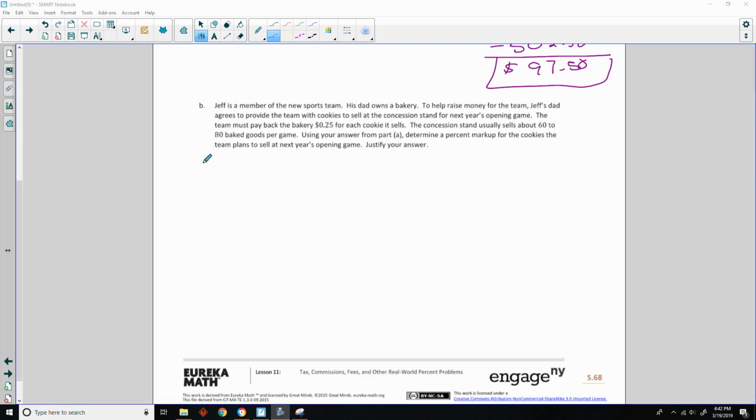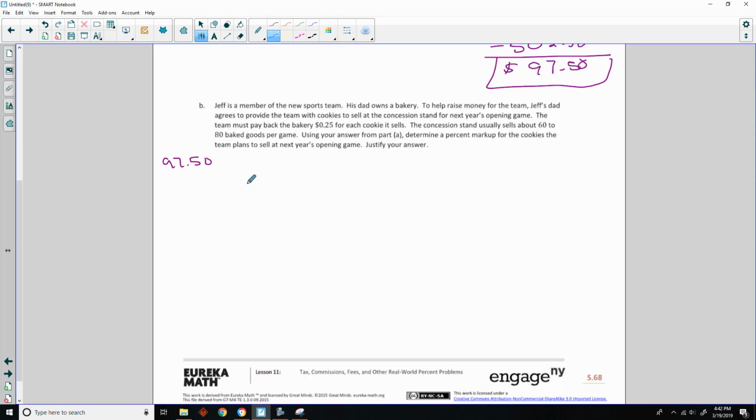Okay, so the team needs $97.50. We need to keep that in mind. It's still on the screen up here, but I'll write it over here. They need $97.50. Based on the past data for the typical number of baked goods sold, we estimate that we will sell 60 cookies.